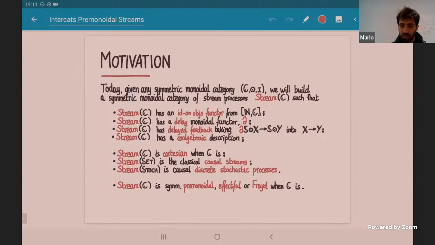It's Cartesian when the base category is. When we apply it to Set, we are going to get causal streams again. When we apply it to stochastic functions, we get a notion of discrete control stochastic process that exists in the literature. And then if your category is symmetric premonoidal, an effectful, Freyd category, it still works. So it has a bunch of nice properties that we wanted to ask from such a construction.